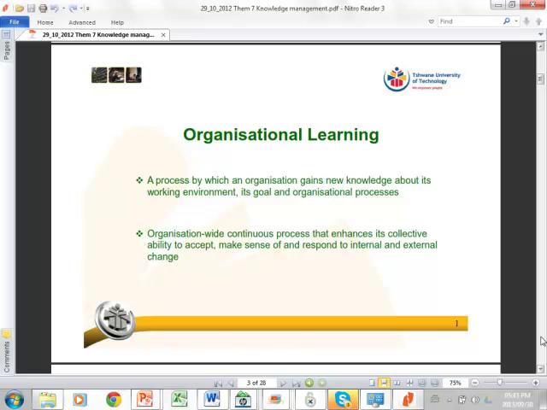And it's an organization-wide continuous process that enhances its collective ability to accept, make sense of, and respond to internal and external change. So remember that in the modern organization, it's about being flexible, being first to market, faster, cheaper, better, all of those words that we use in the modern world. And so knowledge management is supposed to help us to be able to be flexible, to be able to change quicker. Because if we have the knowledge at our fingertips, it's easier to make good decisions.